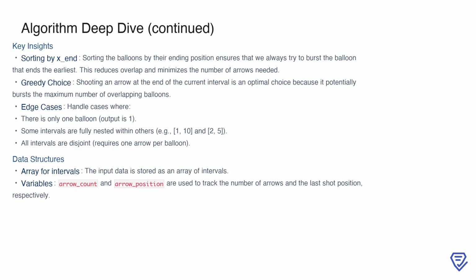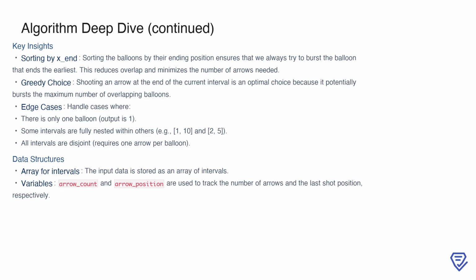For example, when intervals are nested, like [1, 10] and [2, 5], an arrow at position 10 bursts both balloons. Similarly, for disjoint balloons, each requires its own arrow. This strategy also handles edge cases, such as a single balloon requiring just one arrow, or fully nested intervals needing only one arrow for the outermost range.